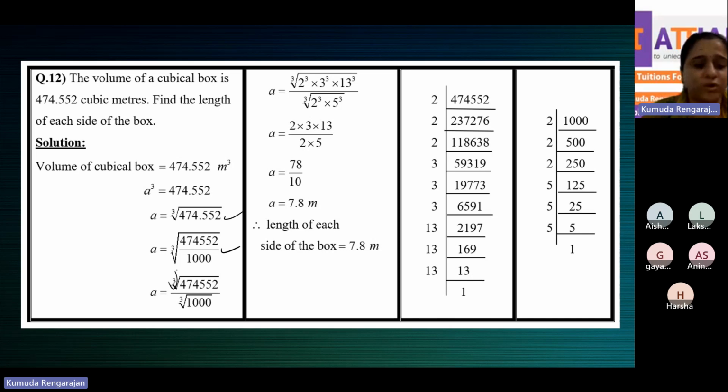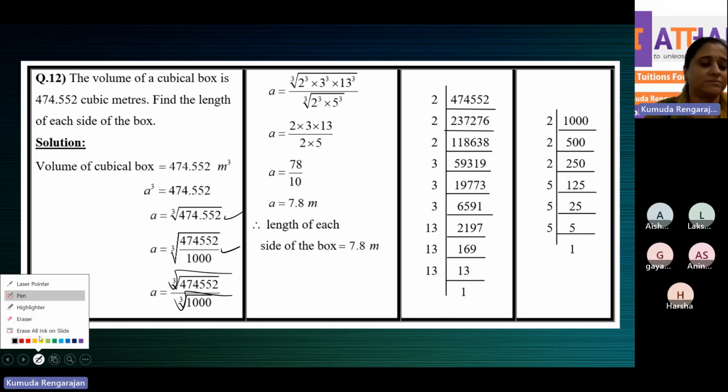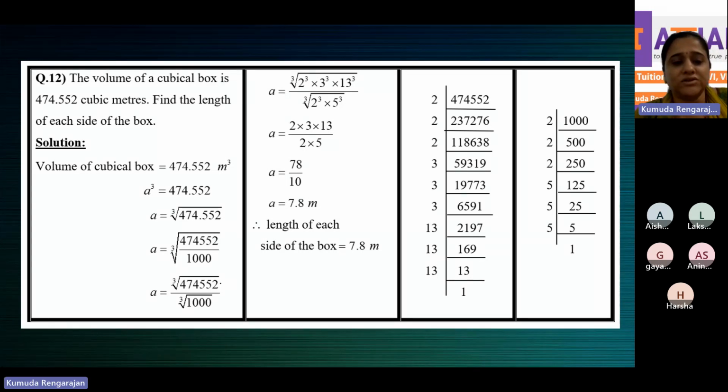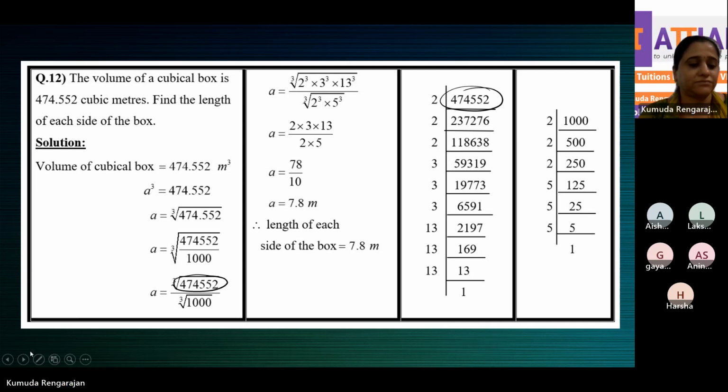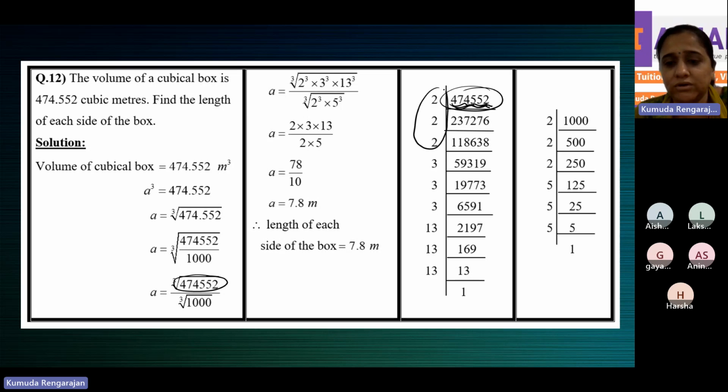So that means A is equal to the cube root of the numerator by the cube root of the denominator. This is your rough work. You can see I've performed the prime factorization for the number 474552 here, and for 1000 here. How do you express this number as a product of its prime factors? 2 cubed into 3 cubed into 13 cubed. And 1000 is 2 cubed into 5 cubed.